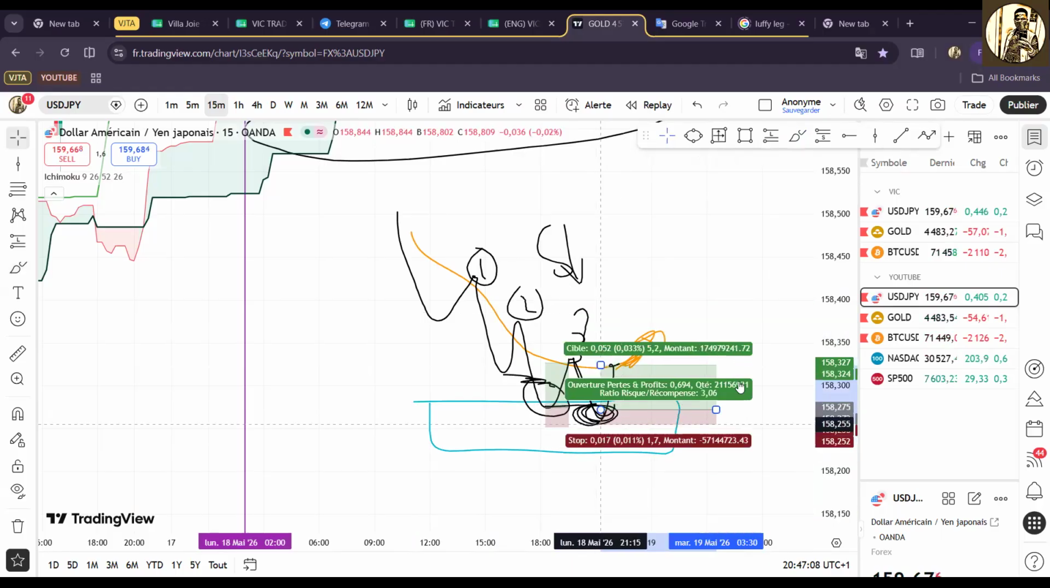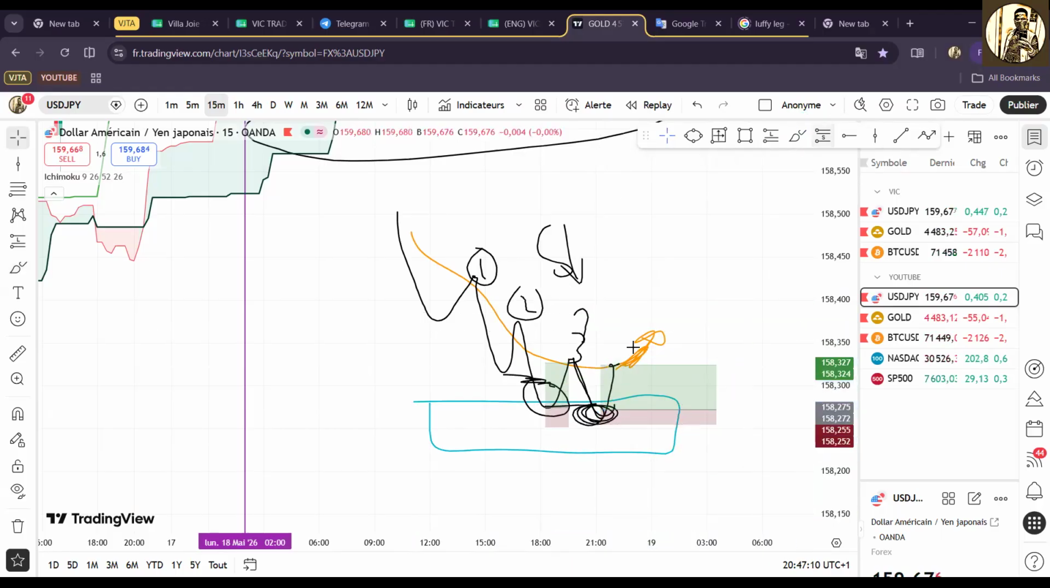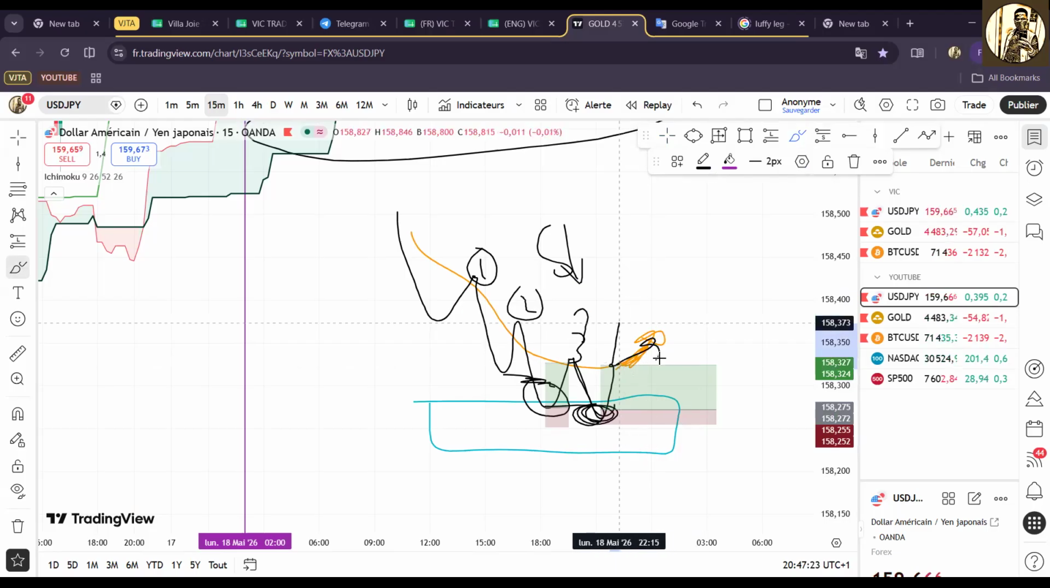But you see, as soon as you see the Tenkan inverted to the upside, leave this position and wait for the price to come back and give you a Tenkan inverted to the upside like this.